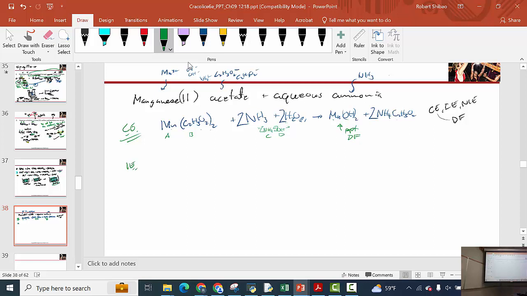And then somebody come up with the IE for me. And then 2 plus. Mn2 plus, good. Plus 2 C2H3O2 minus. All right, that's because all acetates are soluble. Acetates, nitrates, and chlorates are all soluble. So it's a soluble salt.